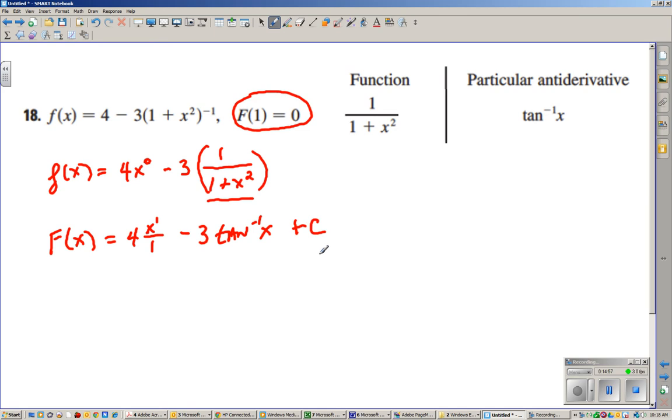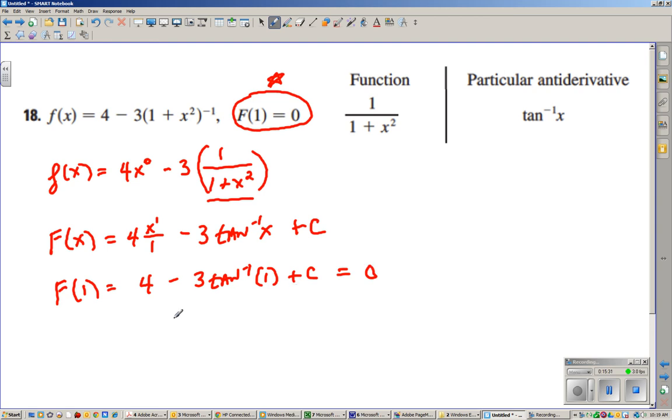But now we are going to use this additional information. Notice that we know that if f is 1, if we put 1 in for x, and we get 4 minus 3 times the inverse tangent of 1 plus the c, it's supposed to equal 0.